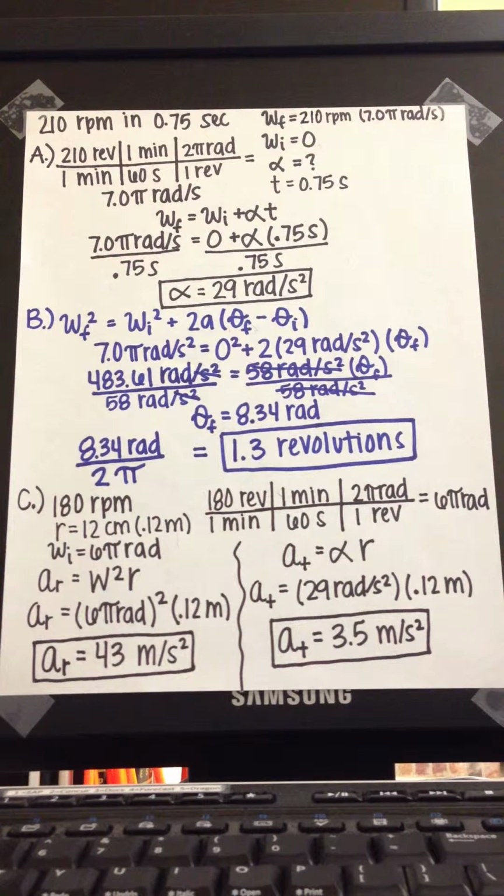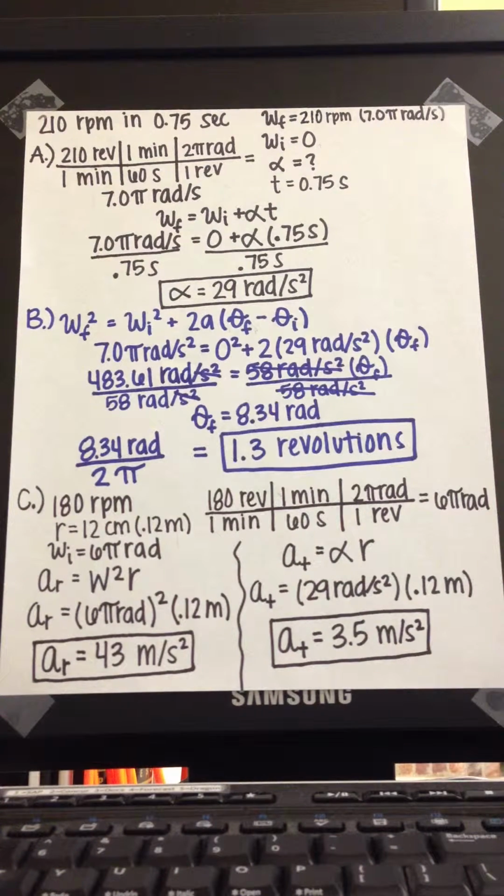Okay, so in the problem they tell you that the wheel goes 200 revs per minute in 0.75 seconds. So what I assume from that is that the final angular velocity would be 200 revs per minute, the initial angular velocity would be 0, the angular acceleration we don't know, and the time is 0.75 seconds.